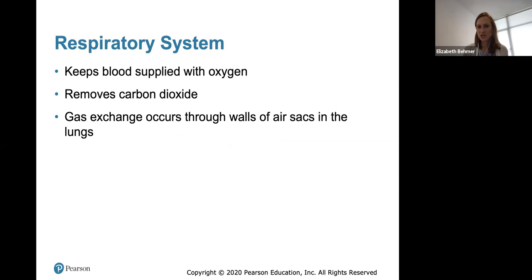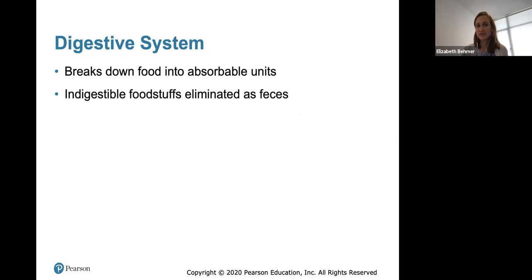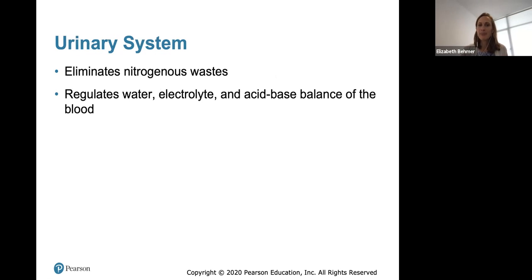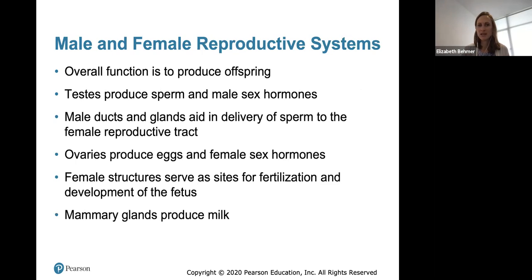And the gas exchange that occurs happens in little tiny air sacs in your lungs called alveoli. The digestive system breaks down food into anything that can be absorbed within your digestive tract. Indigestible foodstuffs get eliminated as feces. And then your urinary system will filter all of your blood. It will eliminate nitrogenous wastes from your blood. It also helps to regulate your water, electrolyte, and acid-base balance of the blood.